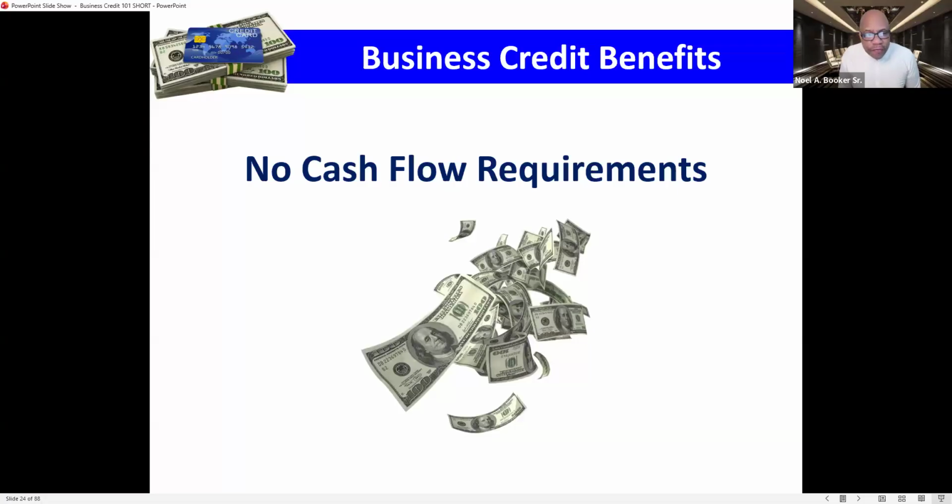But I just wanted to clarify that you do need some cash flow to build business credit, because you're buying stuff and you're making payments on it in order for the business credit reporting agencies to report these payments. So on your business credit report, there are on-time payments. Okay.